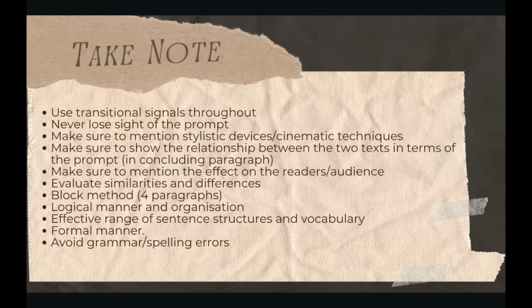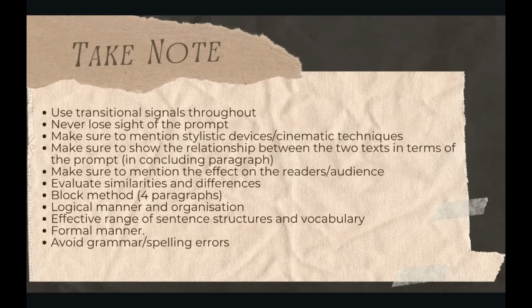And just some things to take note of when you're focusing on task 1 is to utilize transitional signals throughout. It'll help organize your text a bit better and make it flow better. And also another thing is to never lose sight of the prompt. Some people may analyze all these techniques and everything, but they don't link it back to the prompt. So although you're analyzing all this, you're not exactly answering the question that the exam is giving you. So you're going off task. So make sure you're always focused on the prompt in the end.